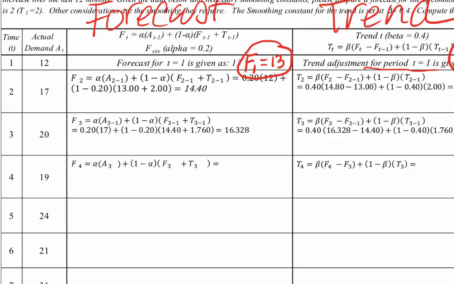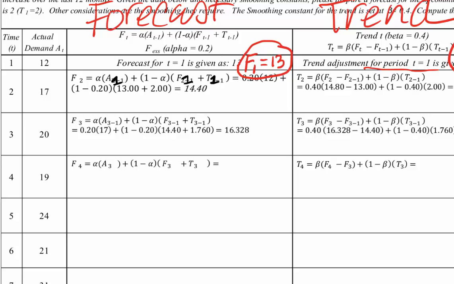So we're going to start over here in period 2. It's all written out for you, but I'm going to go through it anyways. You're going to notice that F of 2 is going to equal alpha times A of 1. Let's go ahead and just replace that, I mean A of 1. Plus 1 minus alpha times a quantity F of 1 plus T of 1.